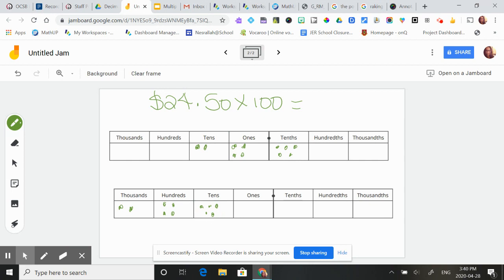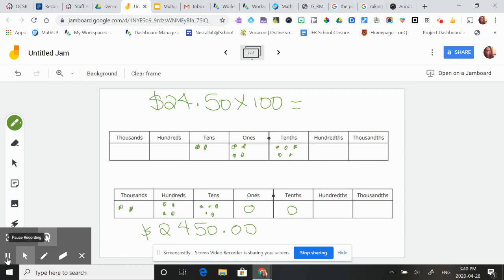And do we have any ones? No, so there's nothing here. So let's rewrite our new number. We would have $2,450 after raking leaves for 100 days.